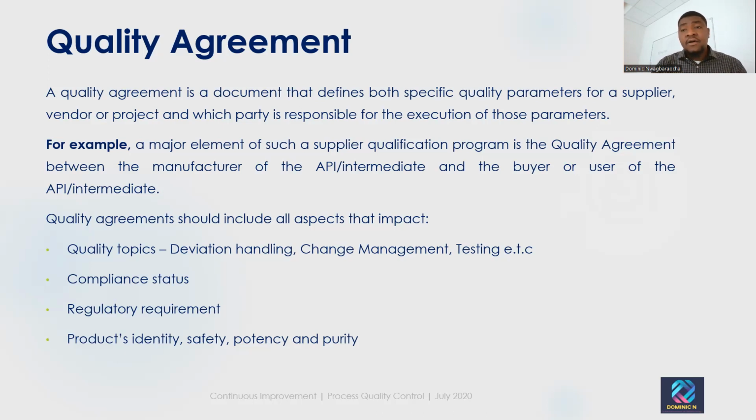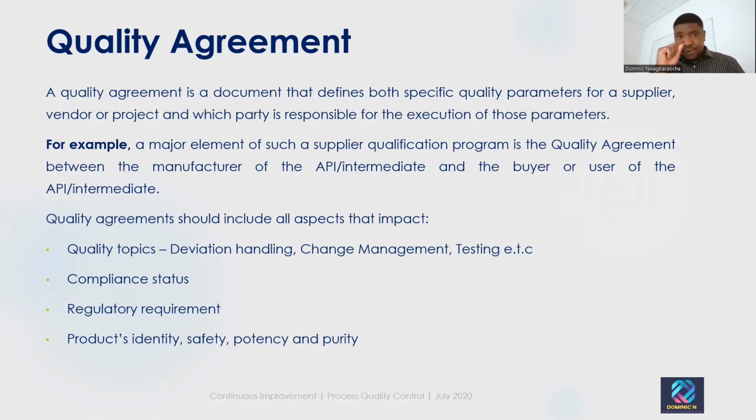If it's for contract manufacturing, this is how I produce my products. This is how I want you to produce it for me. This is the standard I want you to follow. This is how I want you to store. This is how I want you to ship and all of that. These are all that we put into the quality agreement. If you see the example I have here, it says a major element of such a supplier qualification program is the quality agreement between the manufacturer, for example, an API, and the buyer or the user of the API, right?